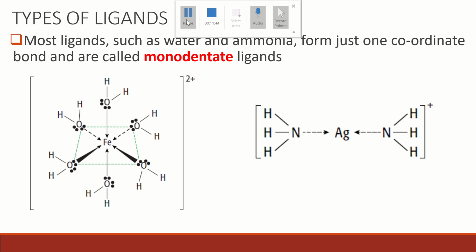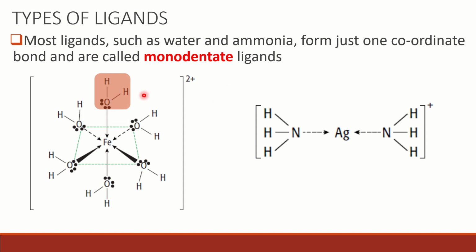Now here, types of ligand. Okay, sorry. So most ligands such as water and ammonia form just one coordinate bond at a time, and we call it a monodentate ligand. What I meant by that is that you look at these water molecules. At each time, it can only form one dative bond with the ion Fe2+. So you call this a monodentate ligand. Same goes for this ammonia here. One molecule of ammonia can only form one dative bond with the Ag, and then the other ammonia will form another dative bond, only one at a time. So you call it monodentate ligands.